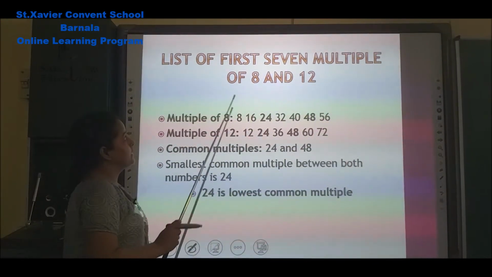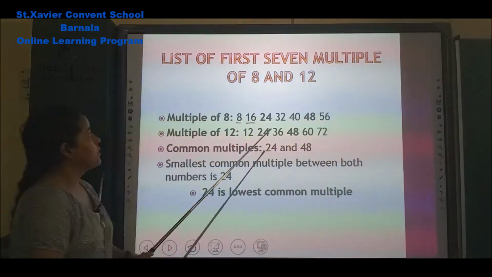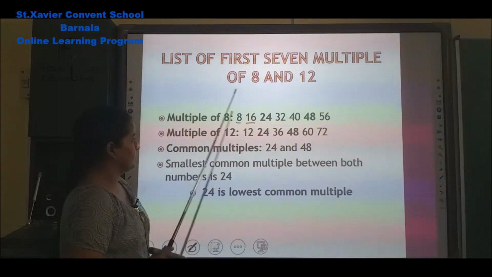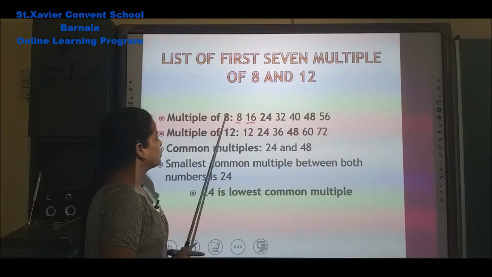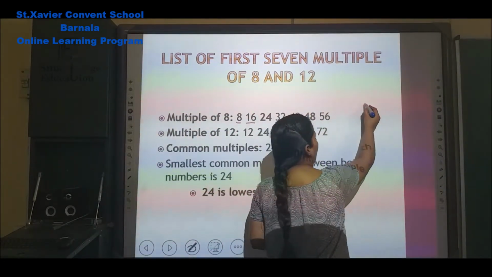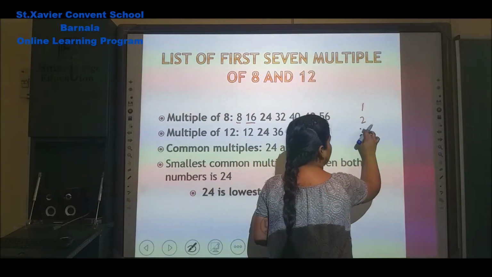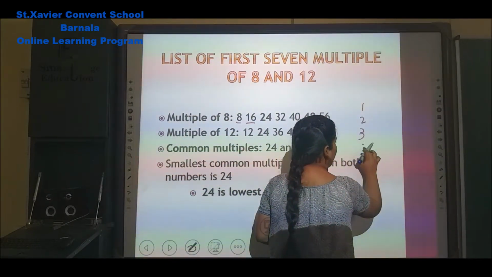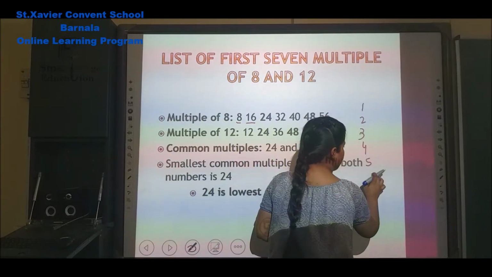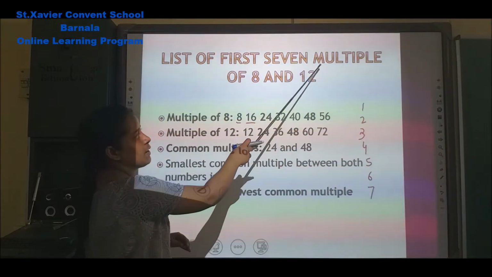So the example is: list the first 7 multiples of 8 and 12. First we find the multiples of 8. We have counting numbers 1, 2, 3, 4, 5, 6, 7, because there are 7 multiples.